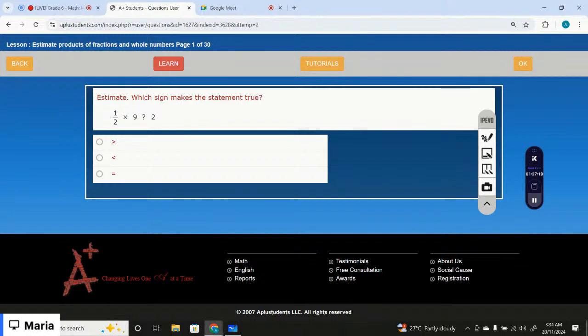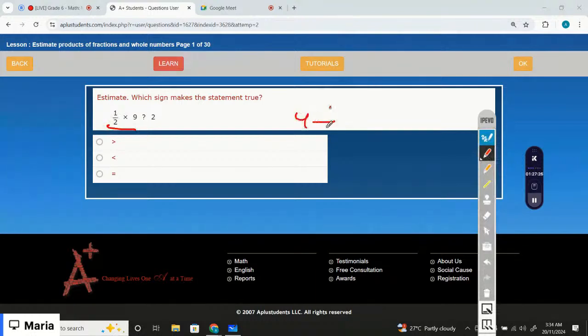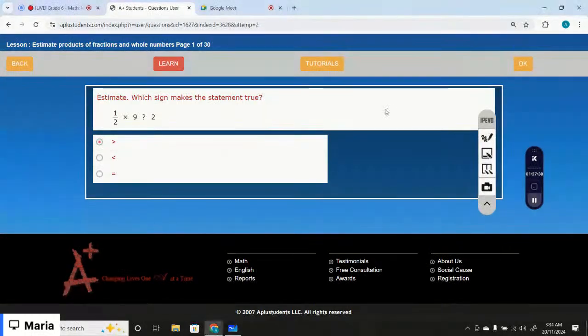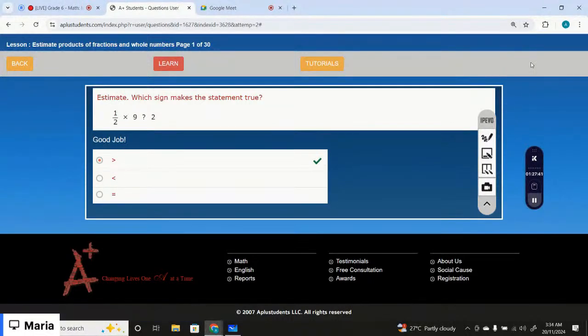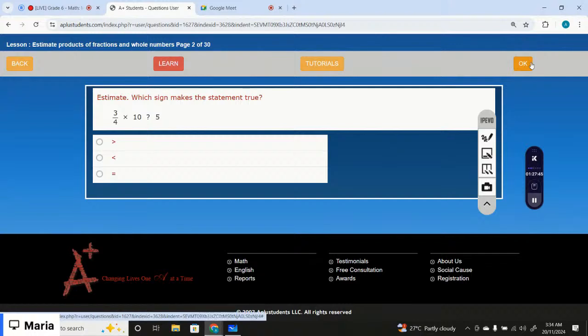Let's just evaluate half of 9, right? So when you evaluate this side, half of 9, that is 4 and a half. You have to compare 4 and a half to 2. So 4 and a half is greater than 2. The correct option is greater. Option number 1 is the correct option. Okay, the next one is 3 by 4 times 10. You have to compare it to 5. So which is the correct option?